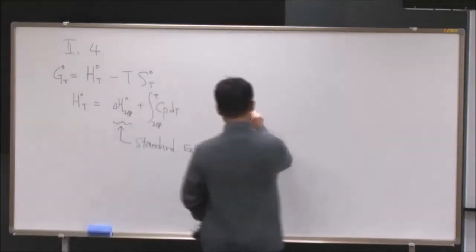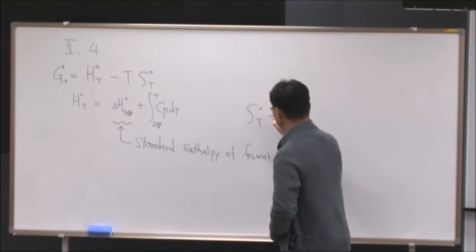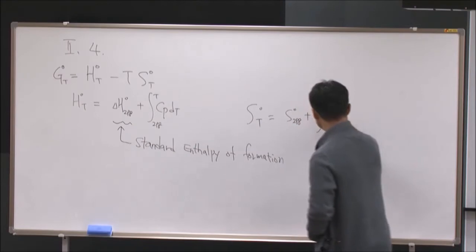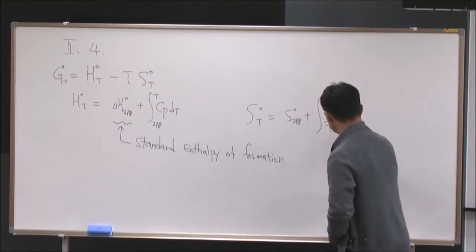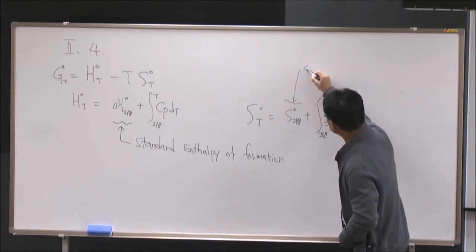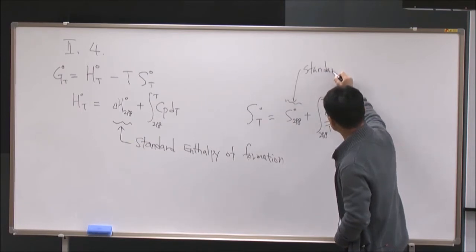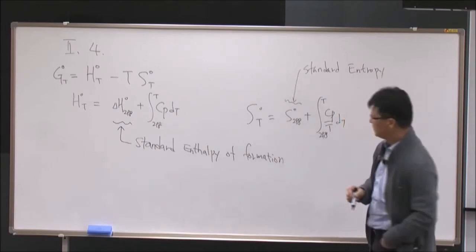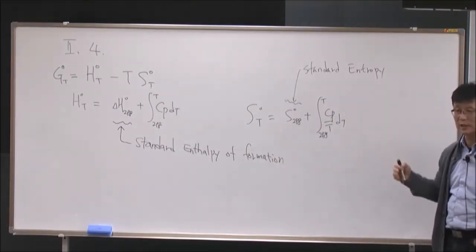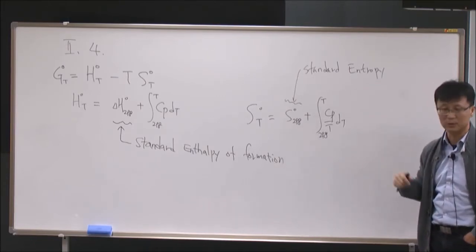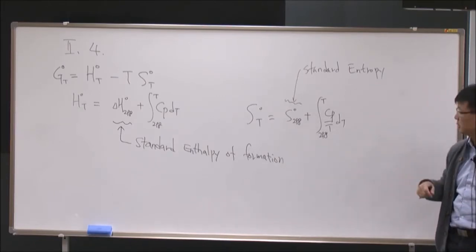And entropy at the given temperature is S 298 Kelvin plus the integral of Cp over T dT from 298 Kelvin to the certain temperature. And this one here, we call standard entropy. There's no standard entropy of formation because this is an absolute value, the standard entropy of the given material.